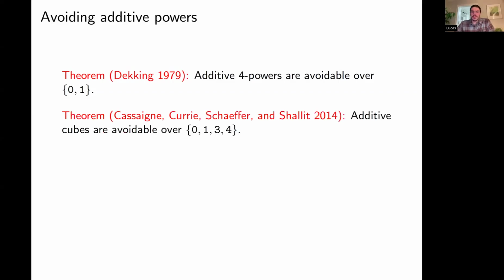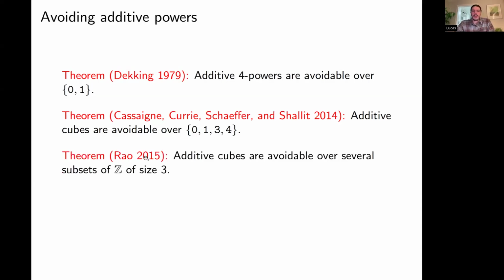And it wasn't until 2014 that Kassane, Curry, Schaefer, and Shallot showed that additive cubes are avoidable over 0, 1, 3, 4. So there's an infinite word over these four letters, 0, 1, 3, 4, that contains no additive cubes as factors, which is a pretty cool result.